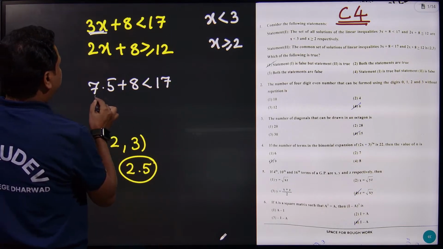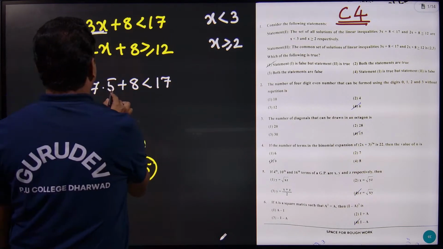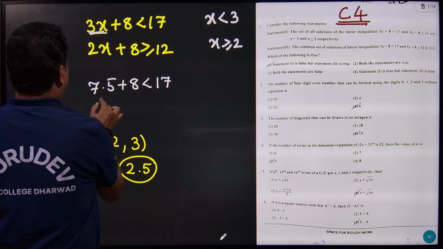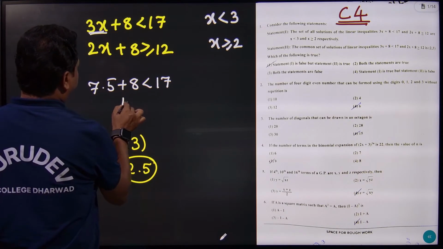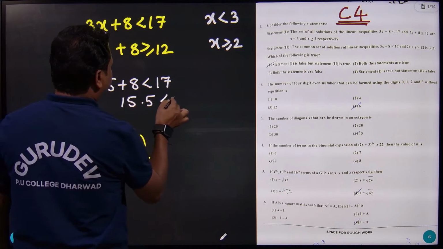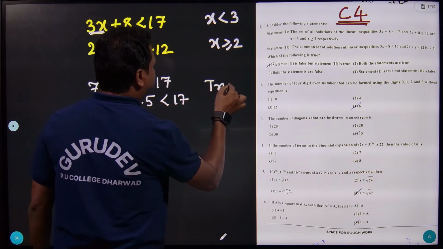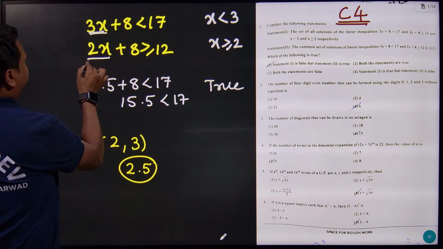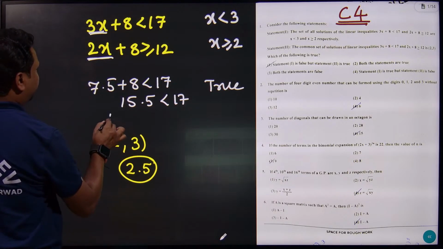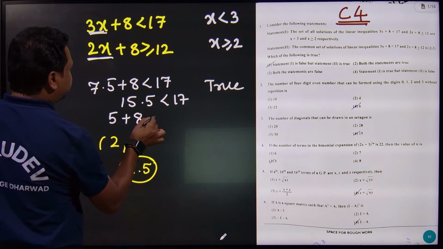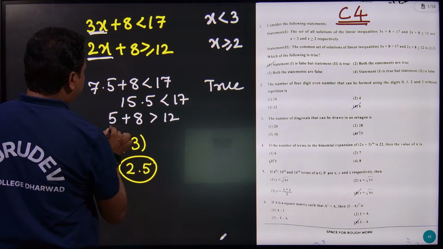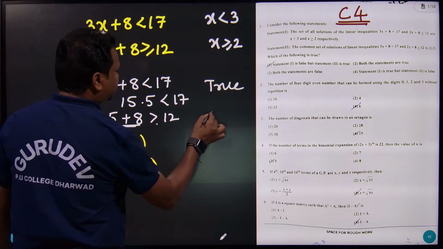So 2.5 into 3 is 7.5, this will become 15.5. Is 15.5 less than 17? True. This relation is true. Second one substitute ಮಾಡಿ. 2.5 into 2 ಅಂದರೆ 5 ಆಯಿತು. 5 plus 8 is greater than 12. Okay. So 13 is greater than 12, which is also true.